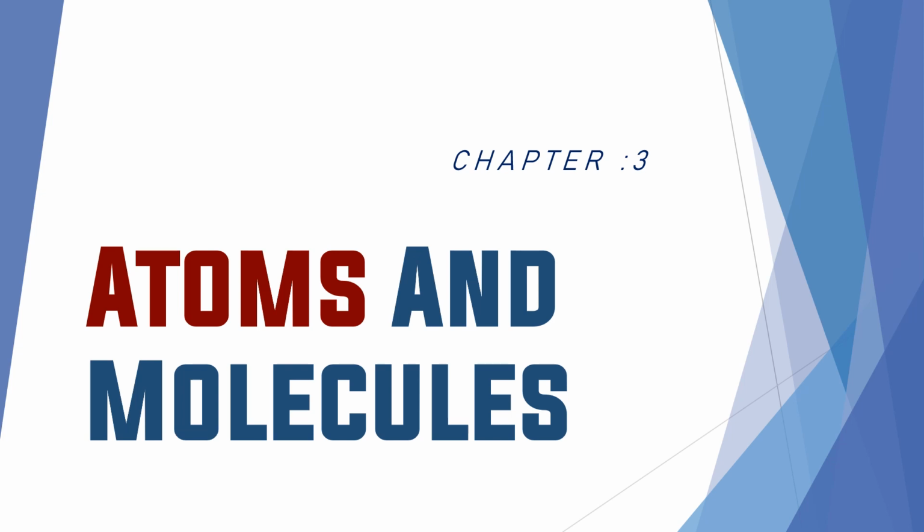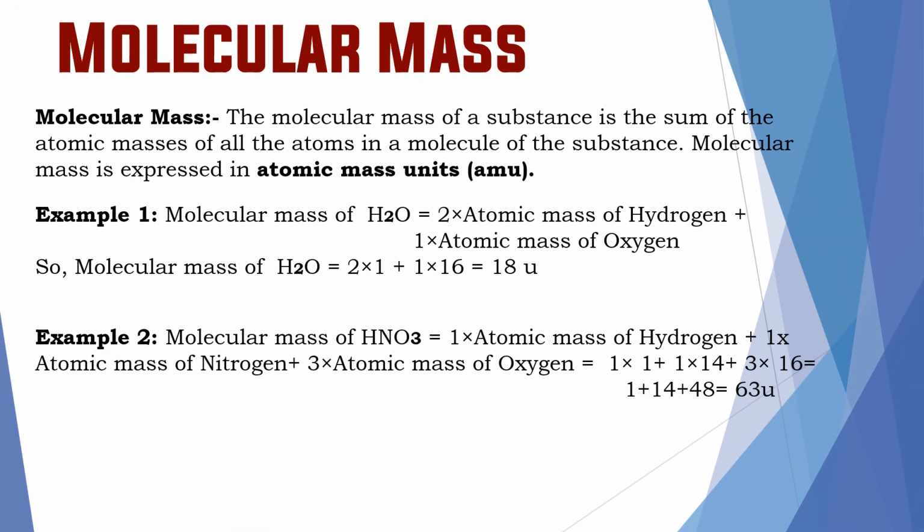In this lesson, the last class we studied how to write formulae of simple compounds. And today we are going to learn molecular mass and formula unit mass. Molecular mass. So we already studied in this lesson what is atomic mass. Atomic mass is the mass of an atom. And we studied what is a molecule. The atoms are chemically combined to form molecules.